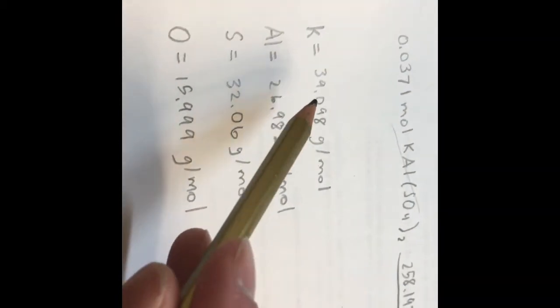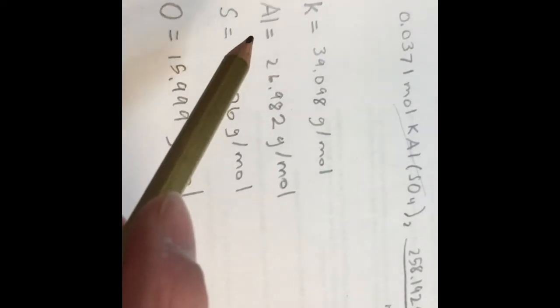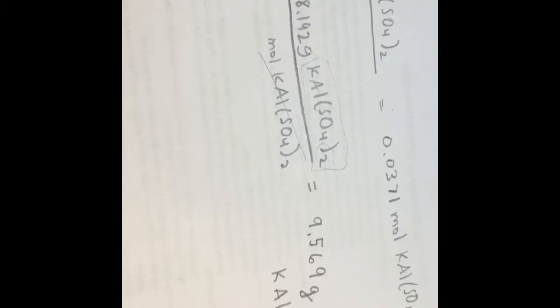So 0.0371 moles of aluminum, also 0.0371 moles of alum. We take that and we convert it to grams of alum. Cross that off, and this number right here I got through the molar masses of potassium, aluminum, sulfur, and oxygen. I made sure to multiply oxygen by 4, add sulfur, multiply all that by 2, as you see, and added aluminum and potassium to get that number. And we get 9.56 grams of alum is the theoretical yield.